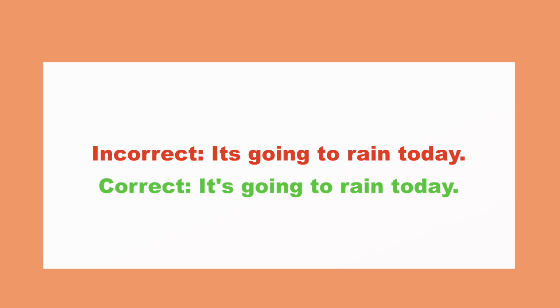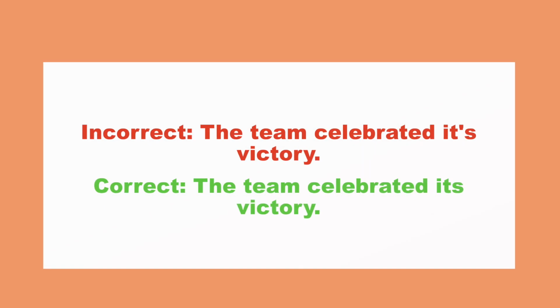Imagine you're checking the weather. If you write, "its going to rain today," it seems like it owns something. But what you mean is, "it's going to rain today," as in it is. Now, picture the team winning a game. Saying "the team celebrated it's victory" is incorrect because its should be without the apostrophe to show the victory belongs to the team. Remember, if you can replace it with it is or it has, use an apostrophe. If you're showing ownership, skip the apostrophe. It's as simple as that.